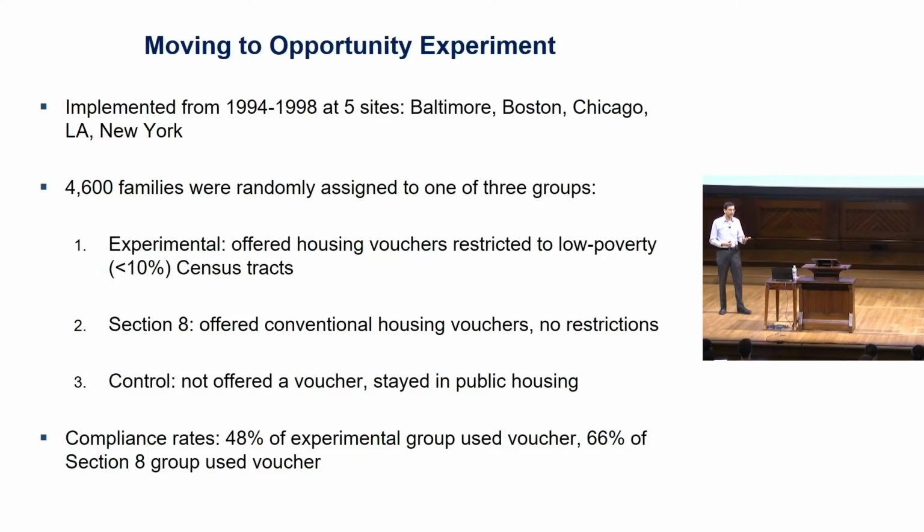As we talked about in the last lecture, not everybody complies with the treatment. So in particular, 48% of families assigned to the experimental voucher group actually used the voucher to move to a new place in a low-poverty census tract. And 66% of the Section 8 group actually ended up using the voucher to lease a place. So 1/3 of the people who got the voucher didn't end up finding a place that they wanted to rent, even with that assistance. They ended up staying in the higher poverty public housing projects.